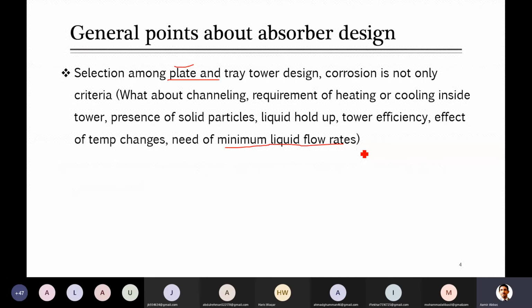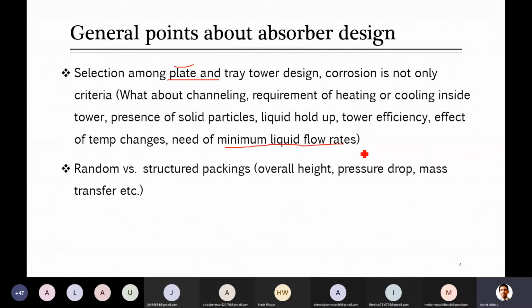So now you can see from here that these are a number of parameters. Corrosion is not the only criterion to judge or to select the equipment. At the end of the day, you have to go through all of these. Let's just link it with one more point, and then I will conclude. That point is about random versus structured packing. Now you remember this already.